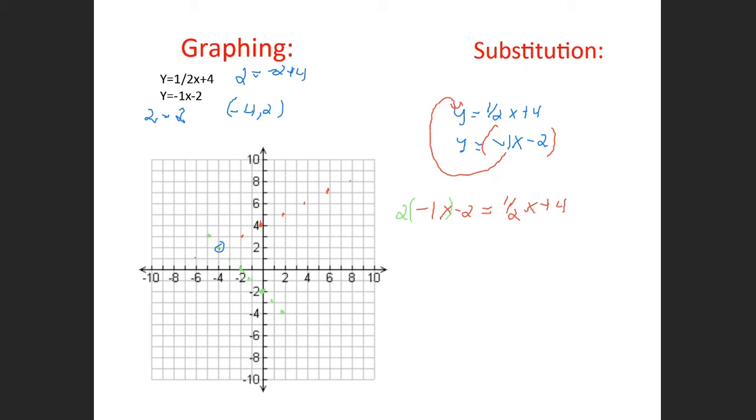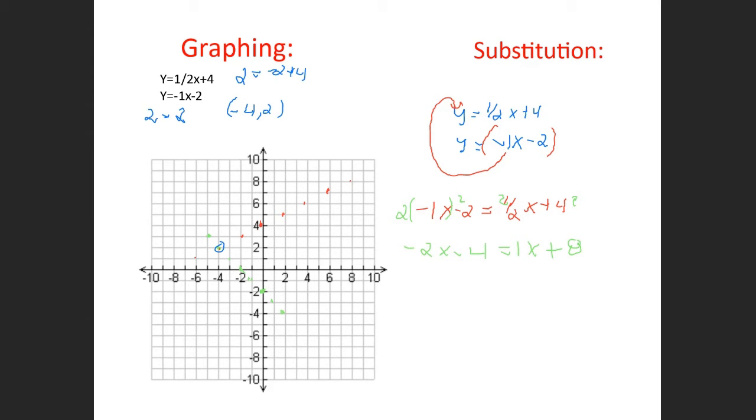So I'm going to multiply this by 2, this term by 2, this term by 2, and this term by 2. So I'm going to end up with 2 times negative 1x. That gives me negative 2x minus 2 times 2, which is 4, is equal to 2 times 1/2, which is 1x. That's why I did it, because I wanted to get rid of that fraction. And then 4 times 2 is 8. So I just multiplied everything by 2. The reason I did that is I wanted to get rid of that fraction. I didn't want to deal with it.